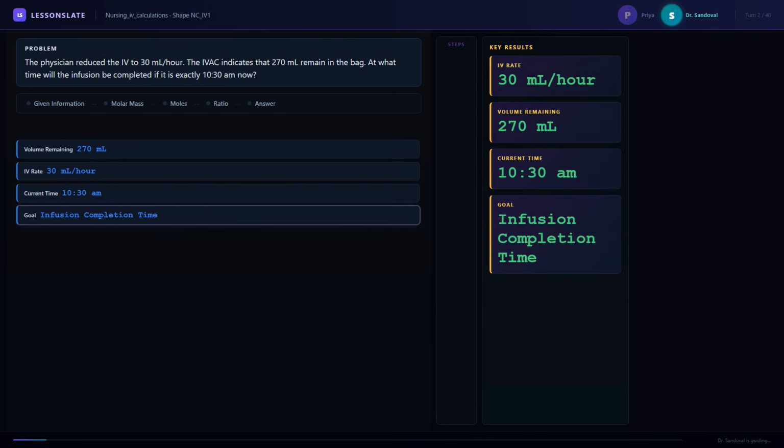I can see why this one feels a bit tricky, Priya. The wording combines a calculation with a timeline, which can make it feel like you need to solve two problems at once. Let's start by breaking down what we know and what we need to find.